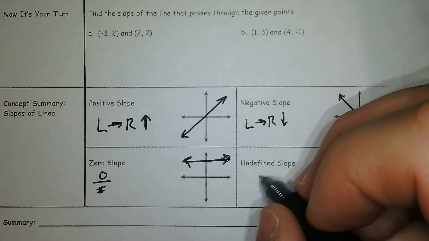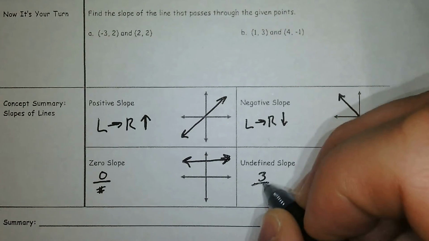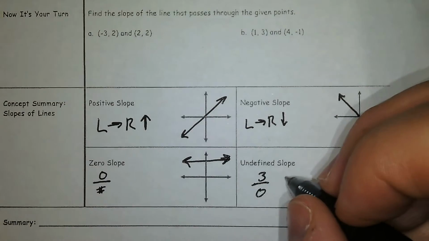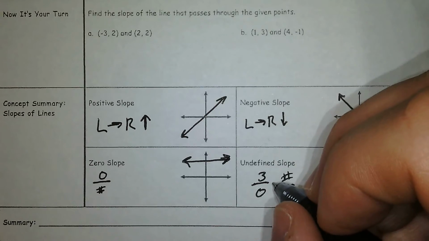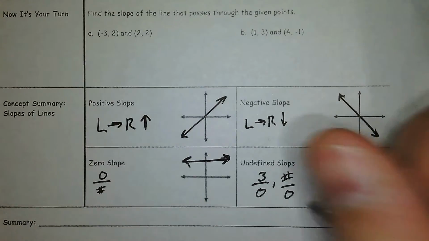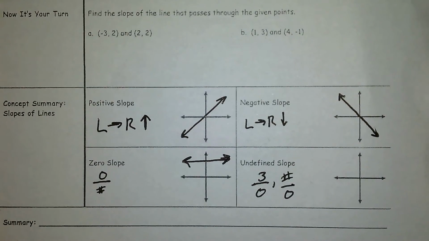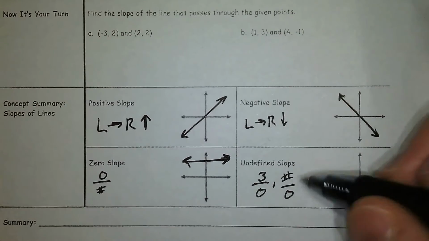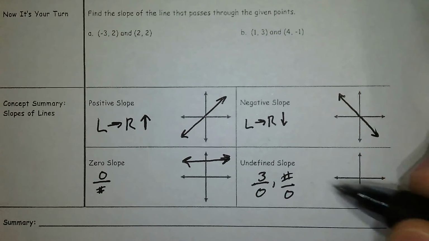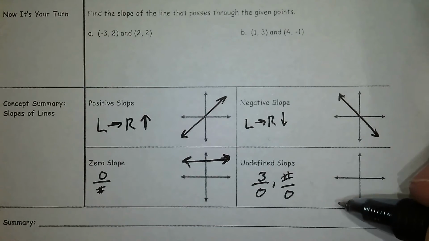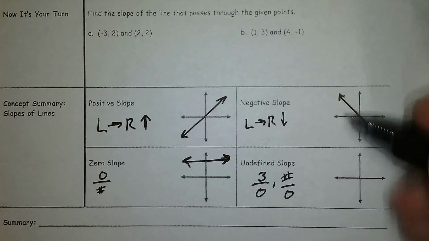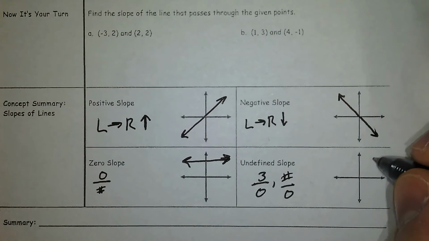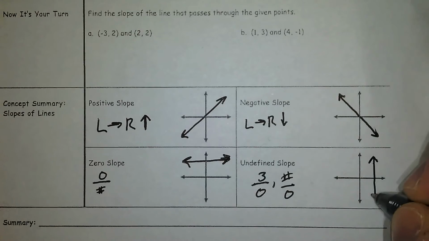Undefined slope. So that's what we were talking about before. We had 3 divided by 0, right? That was undefined. So if you have a number divided by 0, that's impossible to do. You can't do that. Well, what that means is that there's no run, right? It's not moving in the X direction. It's only moving in the Y direction. So that means it's just going to be a vertical line going straight up and down. That's an undefined slope.